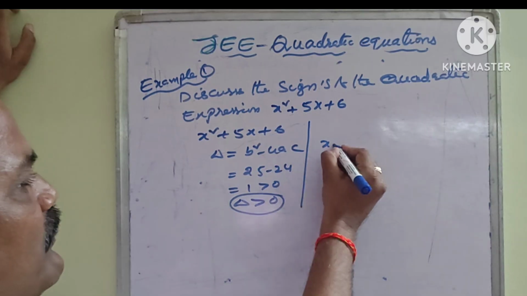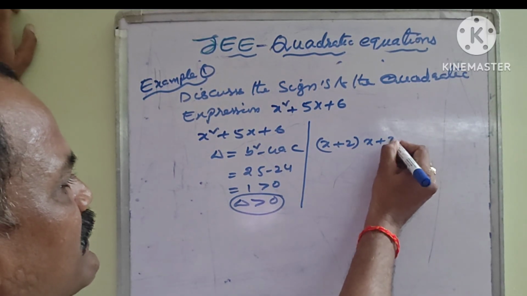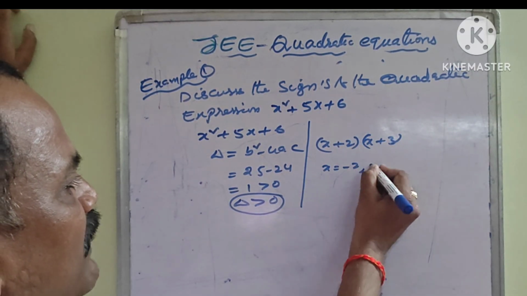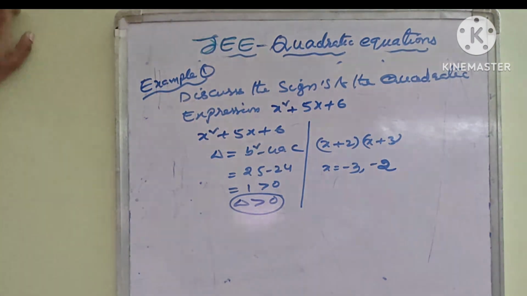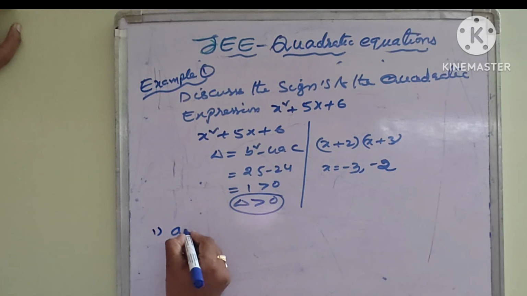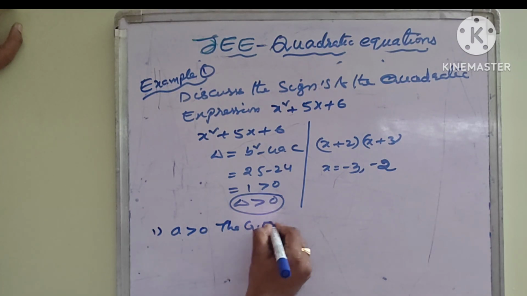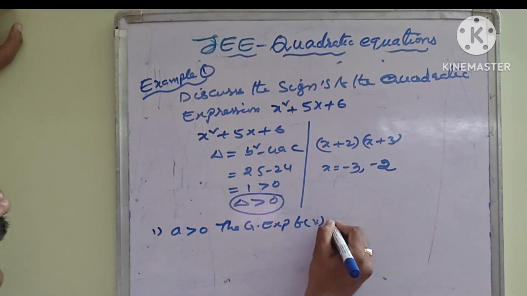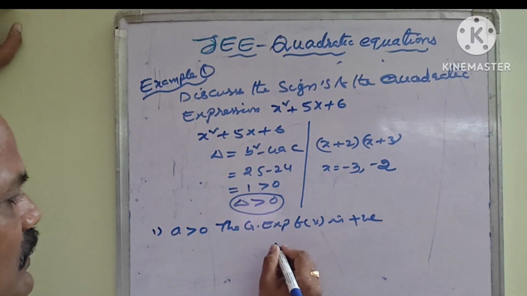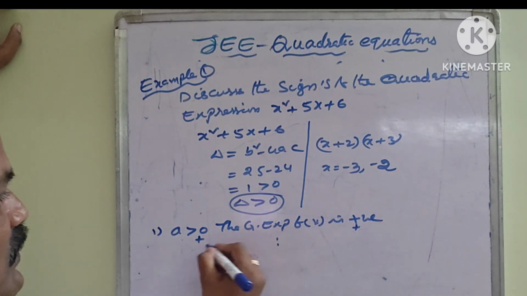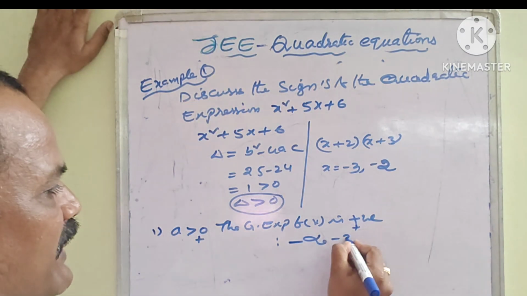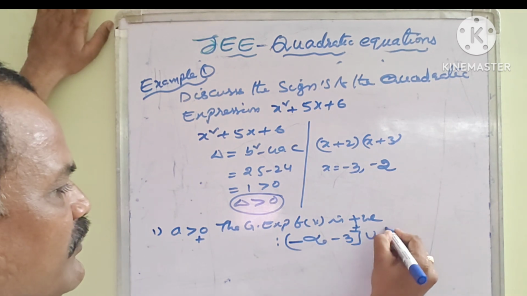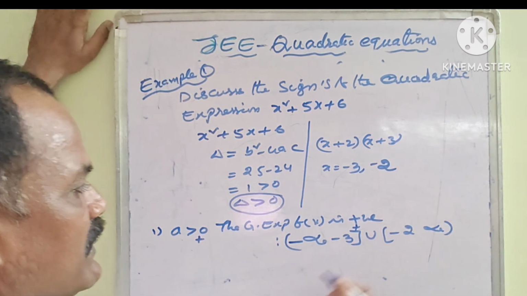So what are the roots? Now x plus 2 and x plus 3 are the factors. So x is equal to minus 2, minus 3 are the roots. Now in the first case, a is greater than 0 and the given expression f of x is positive. So here plus into plus, plus, that means the answer is minus infinity to minus 3 union minus 2 to infinity.